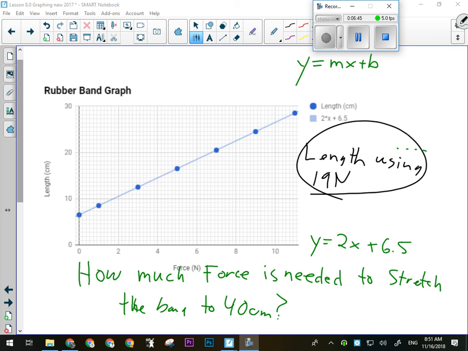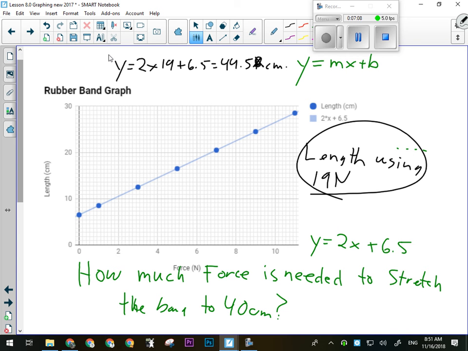Do we have to manipulate the equation for this one? No, we're solving for a y value. We're solving for length. So all we have to do is plug in our numbers. So y will equal 2 times 19 plus 6.5, which should be 44.5, right? Sorry, 44.5 centimeters. So that's how we use the graphing equation.